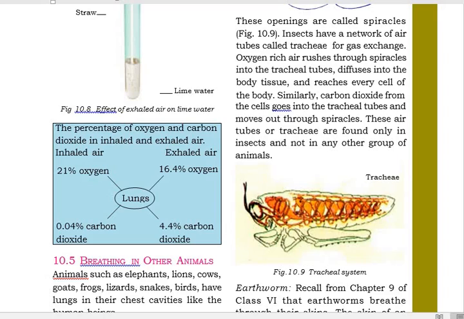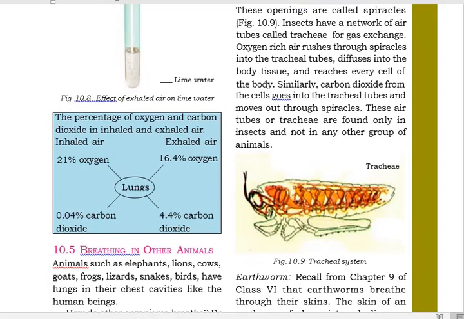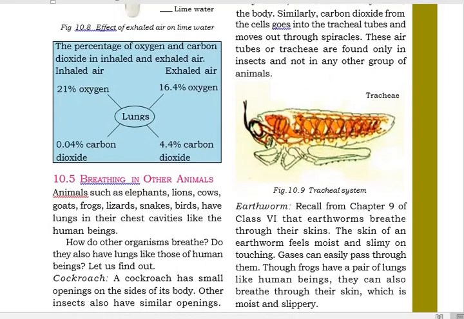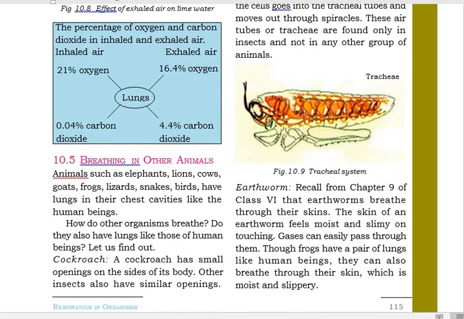Now next comes another invertebrate, the earthworm. Earthworm, you had studied something in chapter 9 about the movements of earthworm. Earthworms breathe through their skins. The skin of an earthworm feels moist and slimy on touching. Gases can easily pass through it.